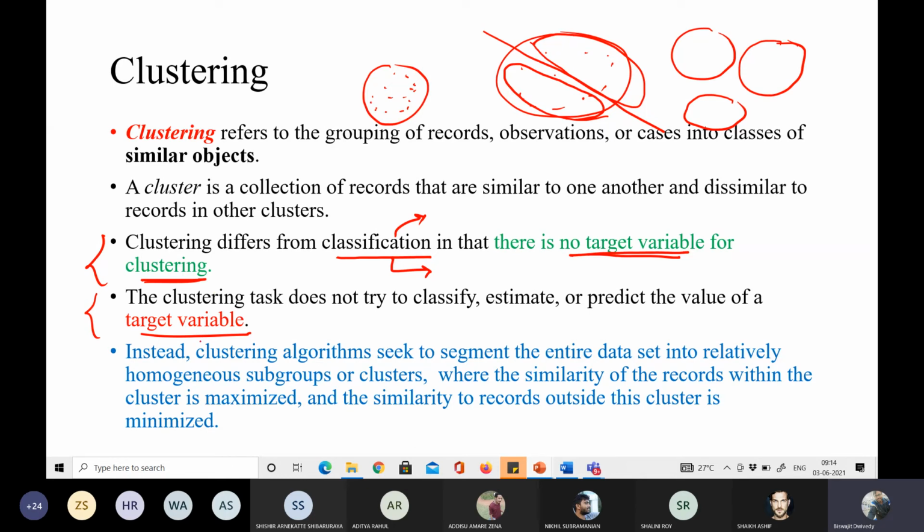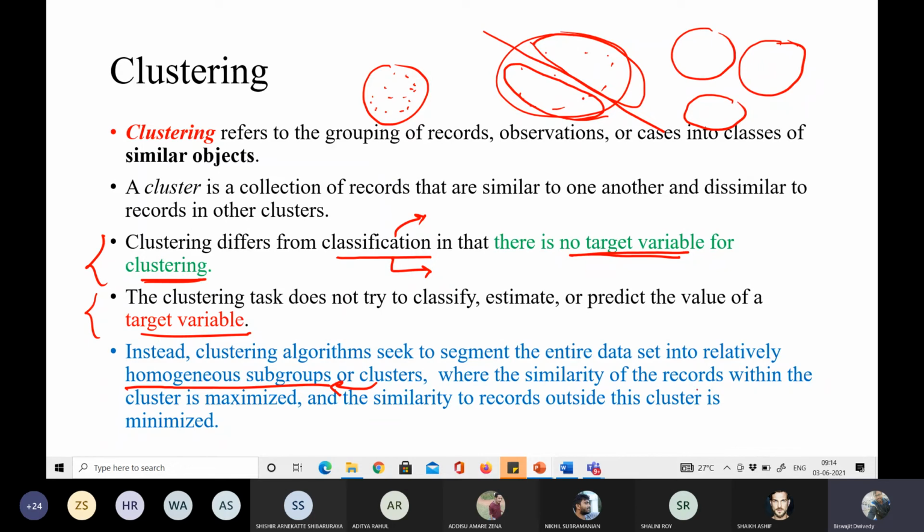Instead, clustering algorithms seek to segment the entire data set into relatively homogeneous subgroups or clusters. So a cluster means your homogeneous subgroup. The data points in a cluster have a homogeneous property. They are quite similar to each other.